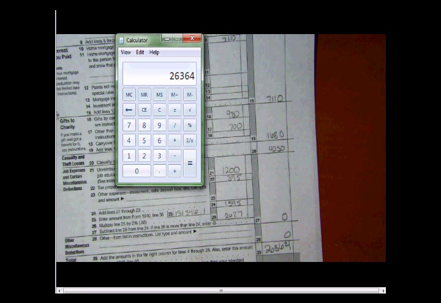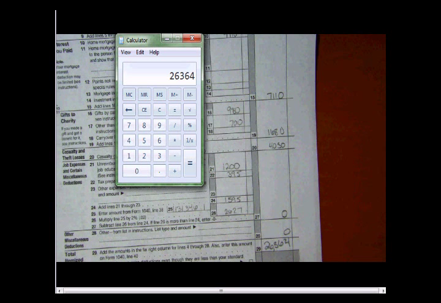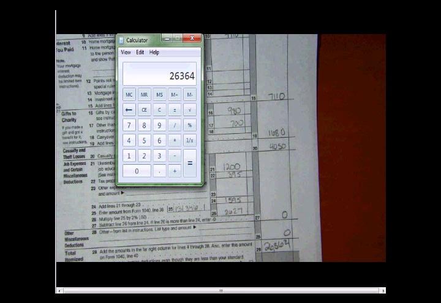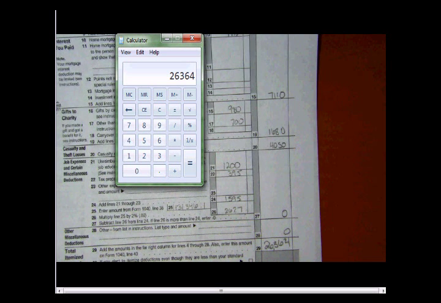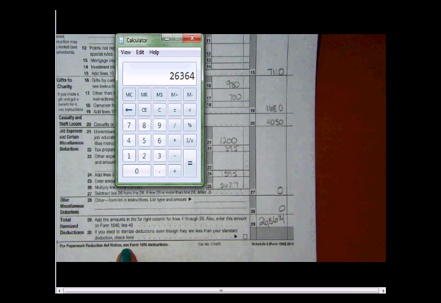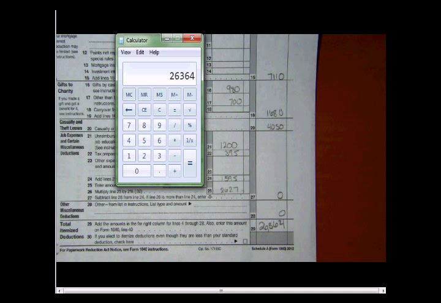Okay, so 26,364 is their total deductions. Now, this line right here tells you if you elect to itemize these deductions even though they're less than your standard deduction, check here. You can do that. If you want to itemize and deduct only 8,000, the government is totally happy with that. But you're then going to be paying more tax. So, your choice.